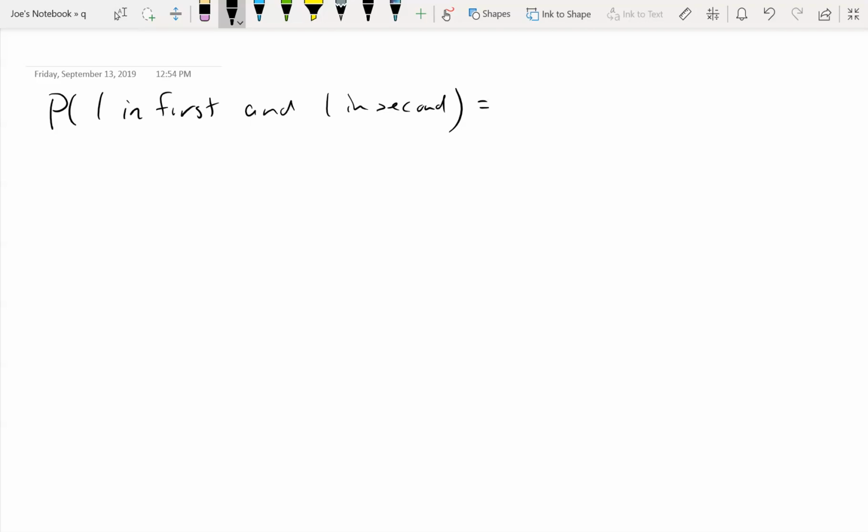Okay. Yeah, right. I can reverse the roles of A and B there too, right? You could also write it as probability of A, probability of B given A. Either way works, because your intersection is commutative, right?